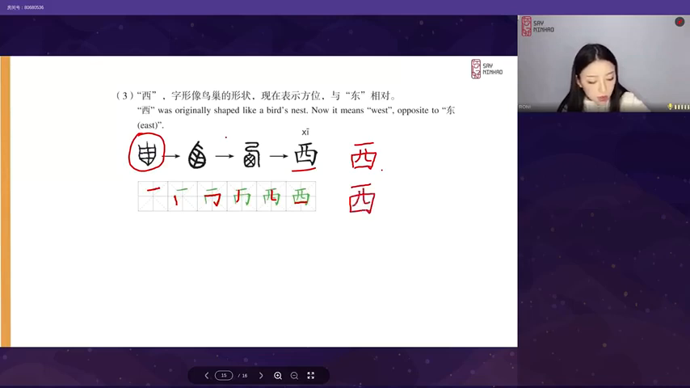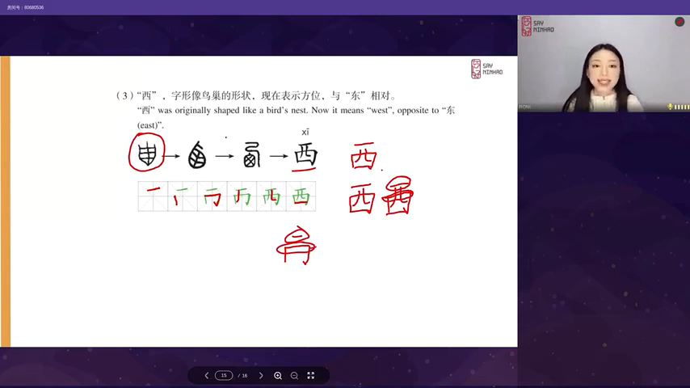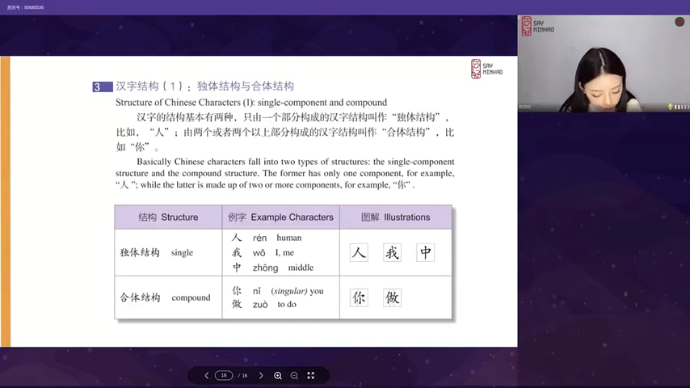This one is not that complicated. It is easy to write. And please, this horizontal shouldn't be longer than this one, okay? This one is shorter than this part, okay? Shorter. This one is shorter. This one is longer, okay? This is Xi, West.